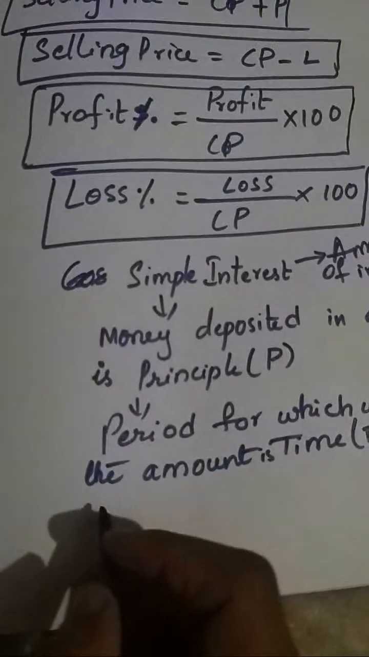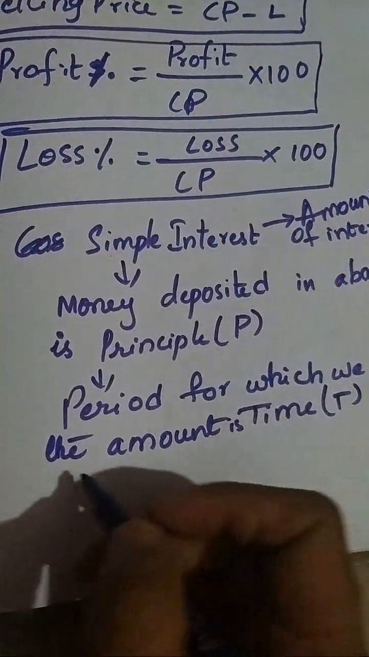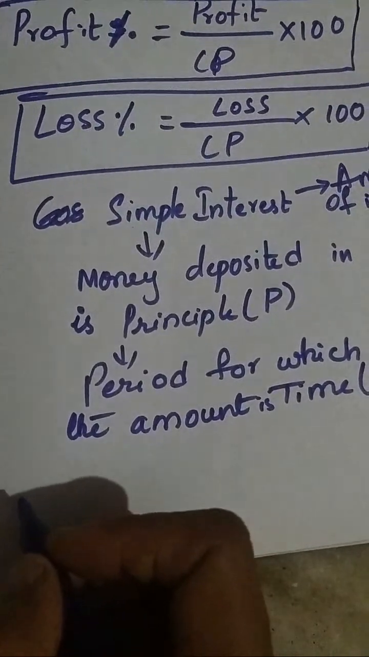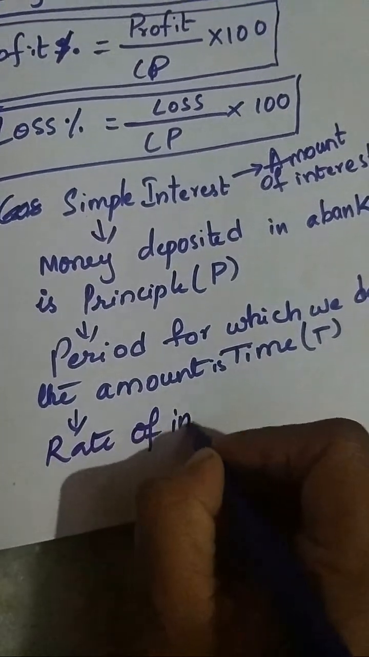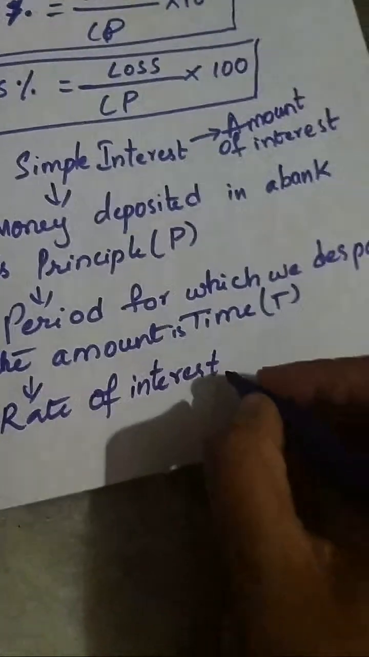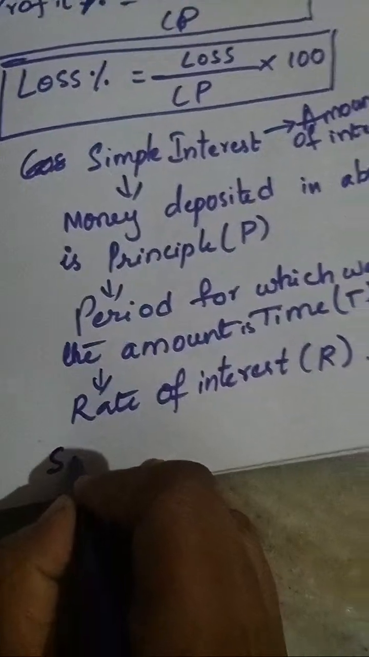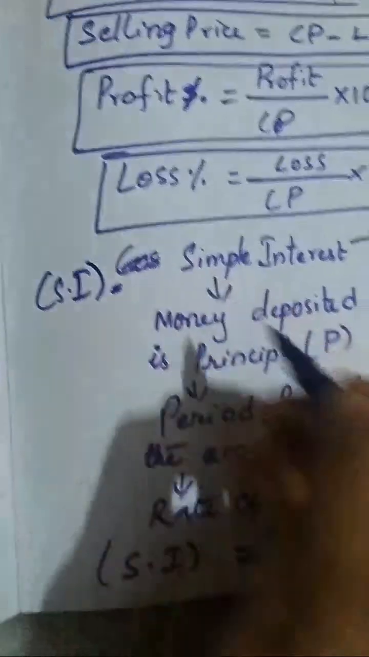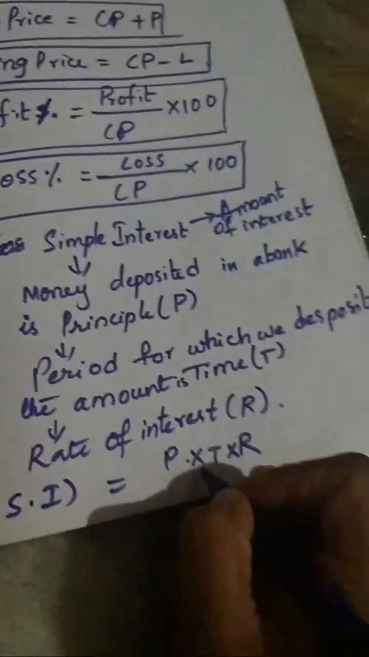And next, what is that? P, T, R. P is principal, T is time, and R means rate of interest. The interest is usually calculated in percentage. Rate of interest is given as R. So this can be calculated as SI, simple interest, is equal to PTR by 100.